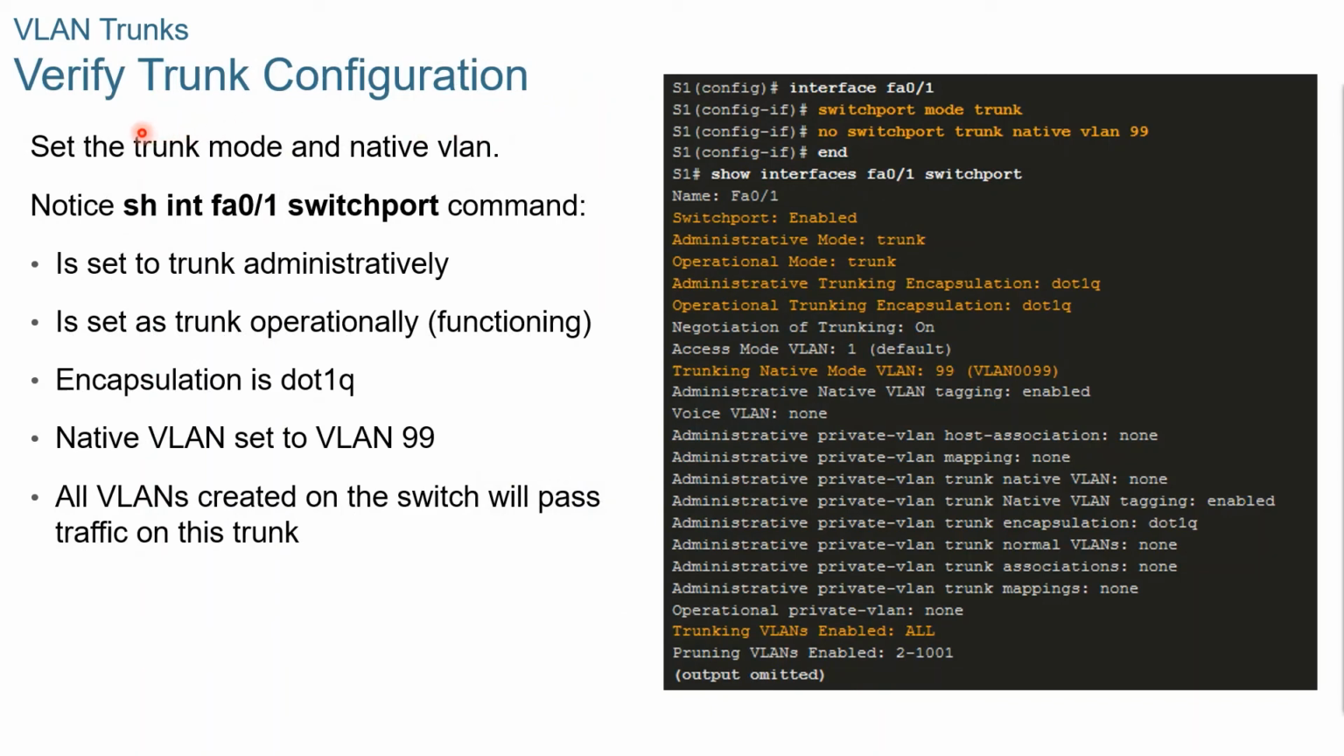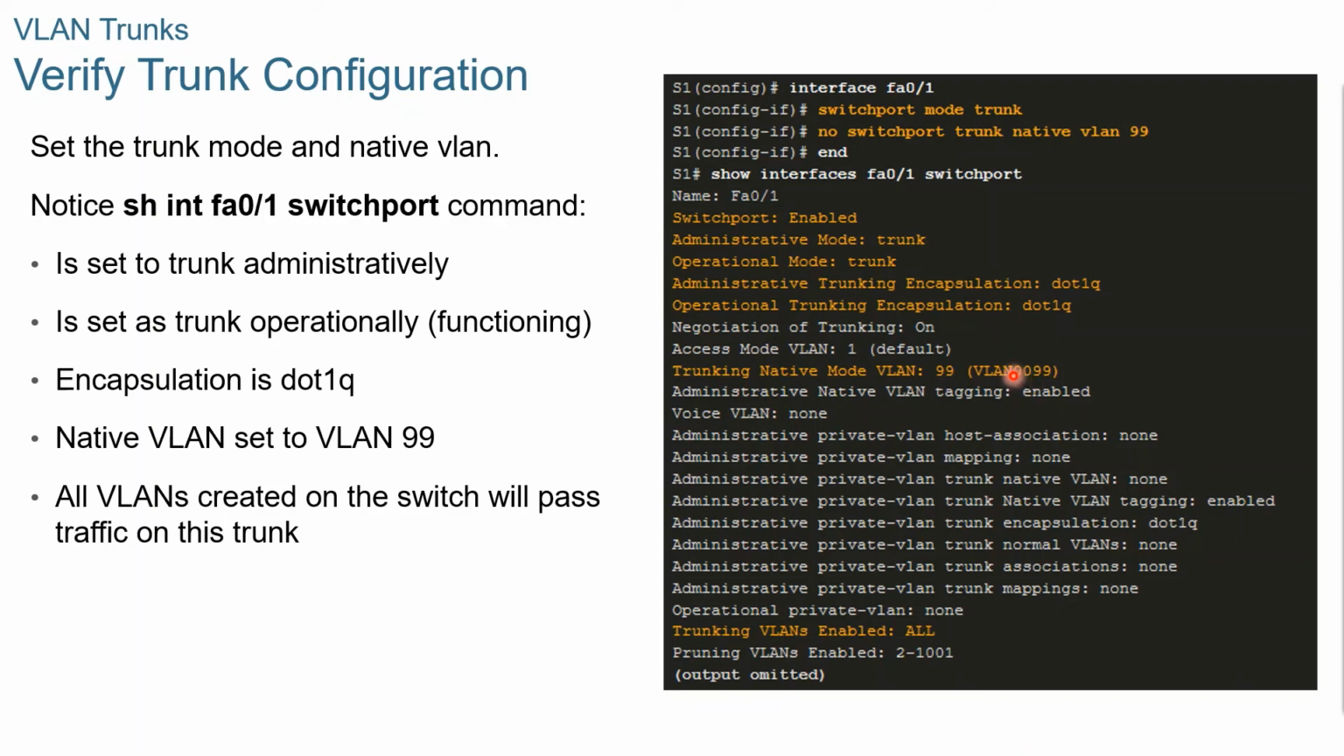So how do we verify trunk configuration? The switch output displays the configuration of switch port Fa0/1 on switch 1, after you have executed switchport mode trunk and switchport trunk native VLAN 99. Switchport is enabled, administrative mode is trunk, operational mode is trunk, administrative trunking encapsulation by default uses 802.1Q. And then trunking native mode VLAN 99, so you've got VLAN 99 there.